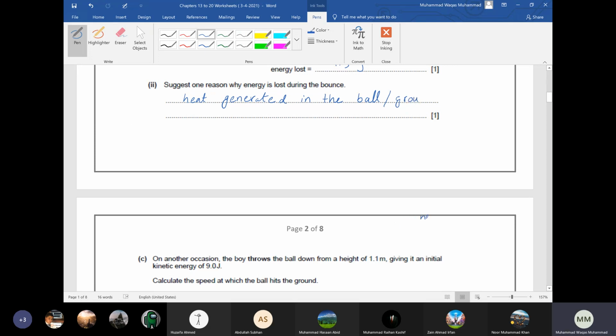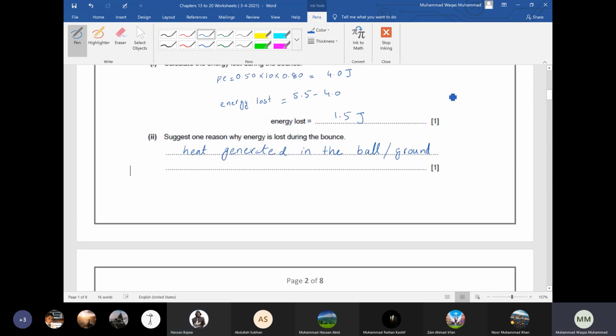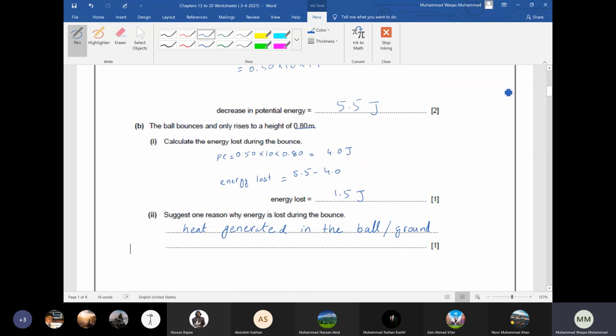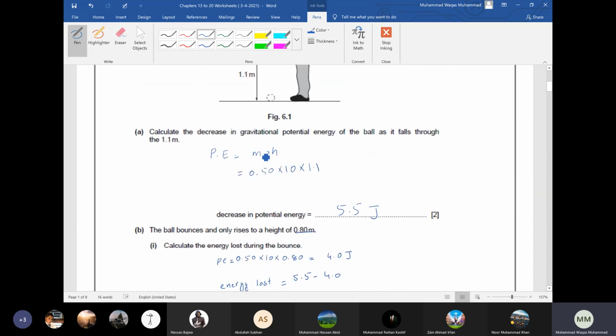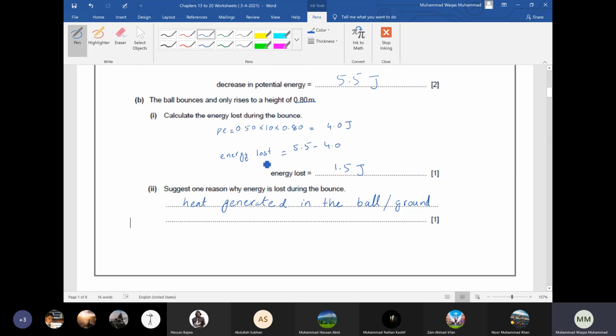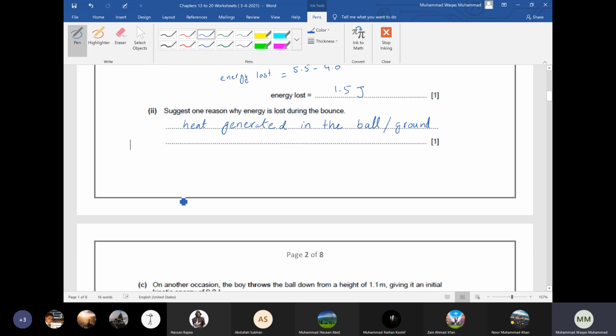So there can also be sound energy. Sound energy. Beta, sound, it's a bounce. Usually there is not much sound, so it can be, but I think here in this case, sound is not very significant. Because sometimes the sound is not that much, right? And in the question the ball bounces and only rises, so in this case we should tell this, right?